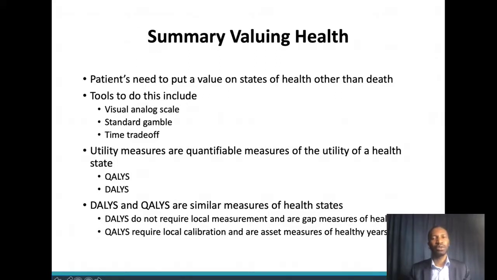DALYs and QALYs are similar measures of health, but DALYs do not require local measurement and are gap measures of health loss. QALYs require local calibration and are asset measures of healthy years lived. This is the end of this session.